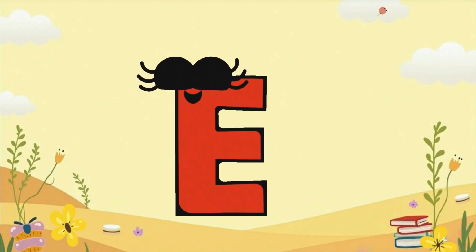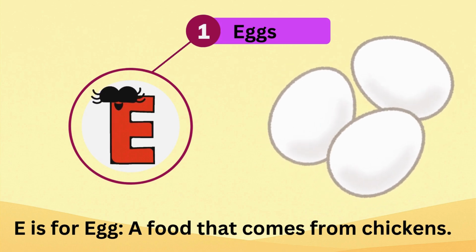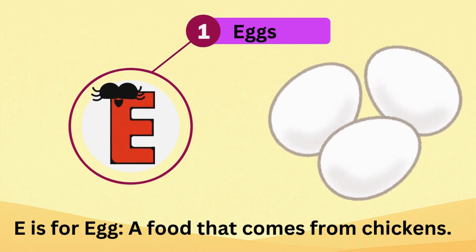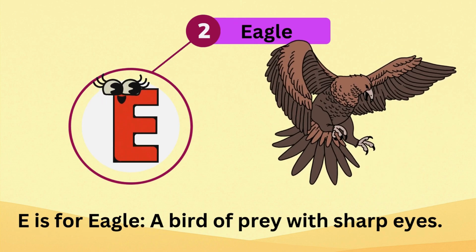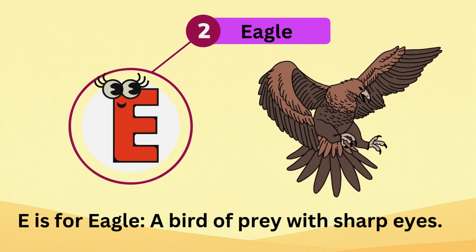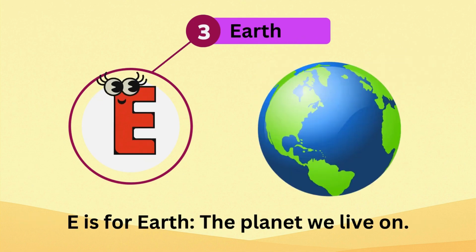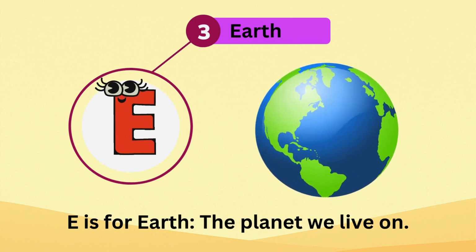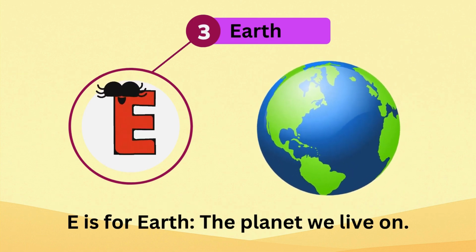E. E is for egg, a food that comes from chickens. E is for eagle, a bird of prey with sharp eyes. E is for Earth, the planet we live on.